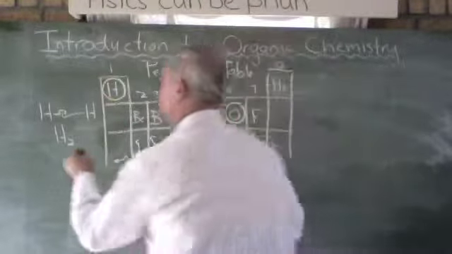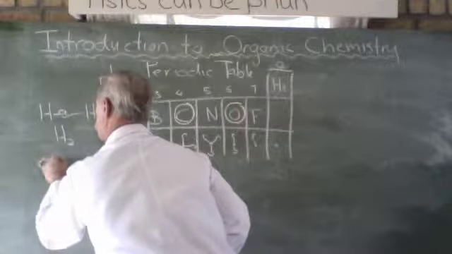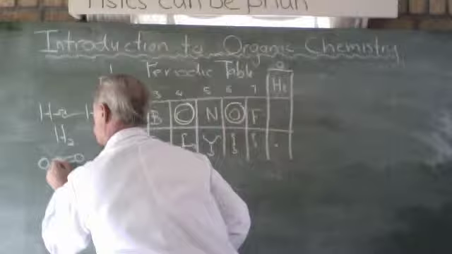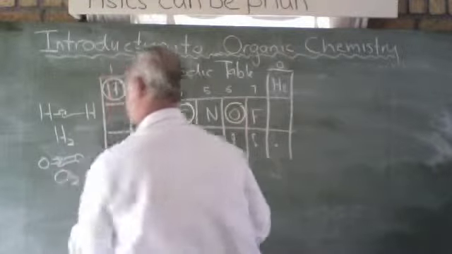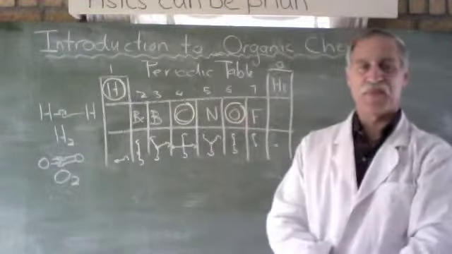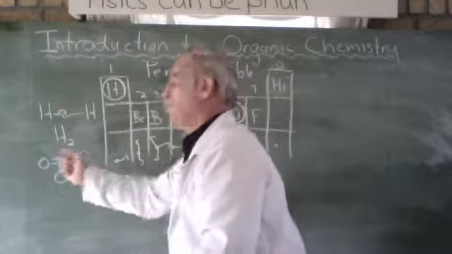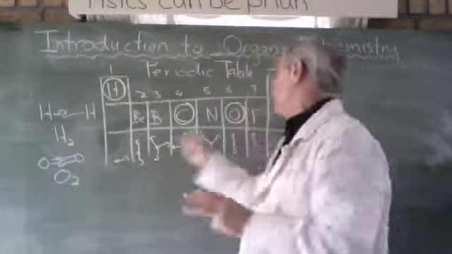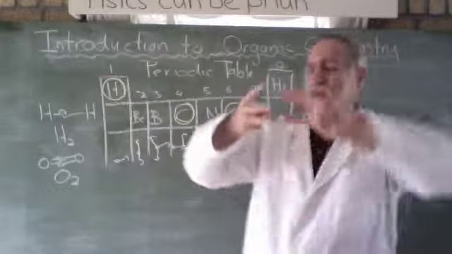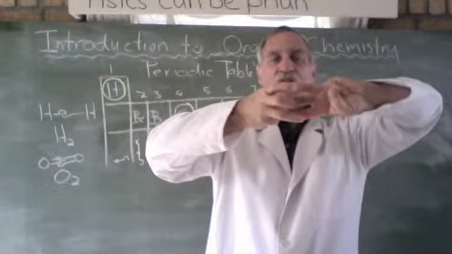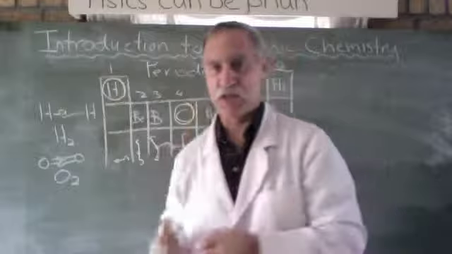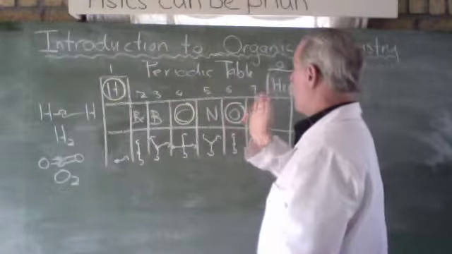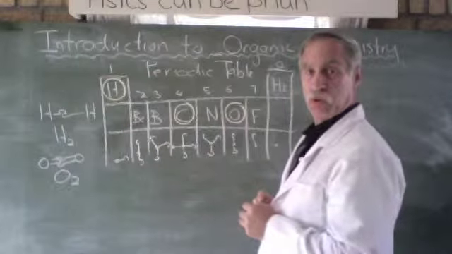Or what about oxygen? Oxygen with two hooks may combine with another oxygen with two hooks, and we get the gas O2. And again, all the hooks have to be hooked up. We could get nitrogen, which has three hooks, hook it up like that into gas nitrogen, 80% of the atmosphere. Now, why is carbon so important?